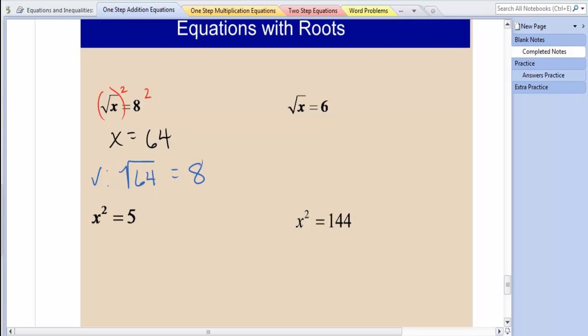Now you try the next problem, the square root of x equaling 6. You should end up with x equaling 36, because the square root of 36 does equal 6. We know this is true.